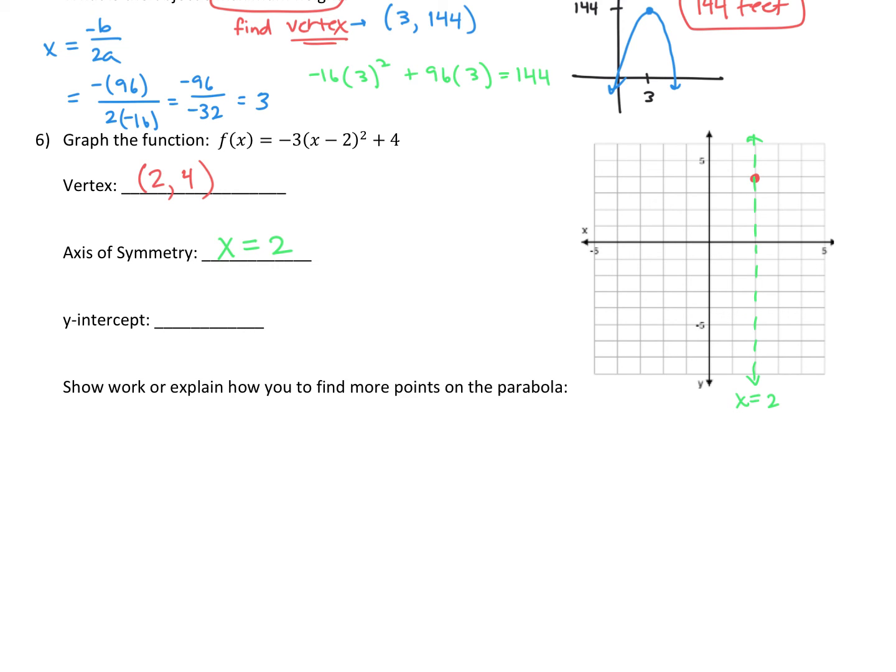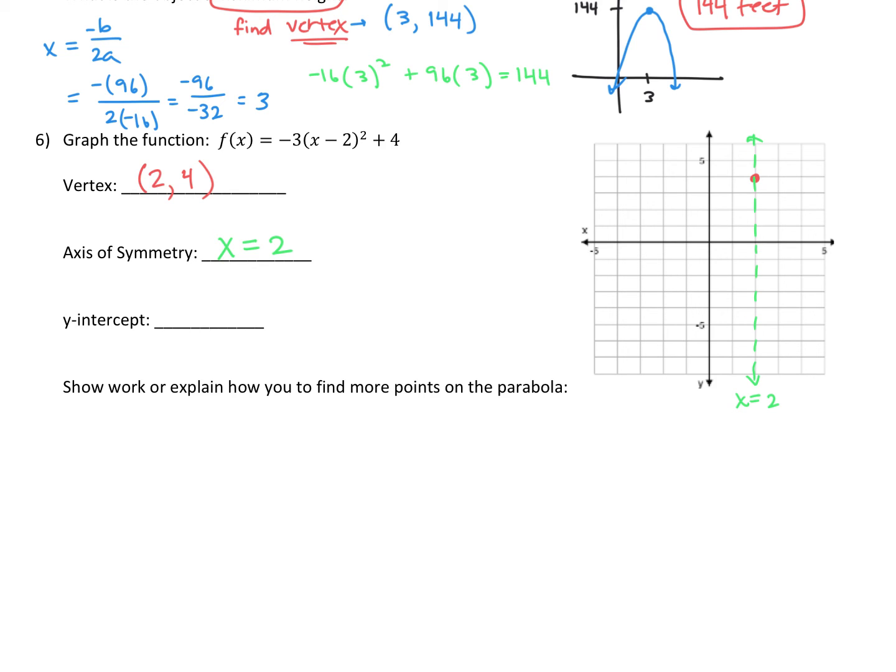All right, now the y-intercept. In vertex form, we've got our a value, -3, right here. We've got our horizontal shifting and our vertical shifting. None of these numbers are the y-intercept. So we don't know the y-intercept when we look at vertex form. So if you're asked to find the y-intercept, here's where you have to do a little bit of work.